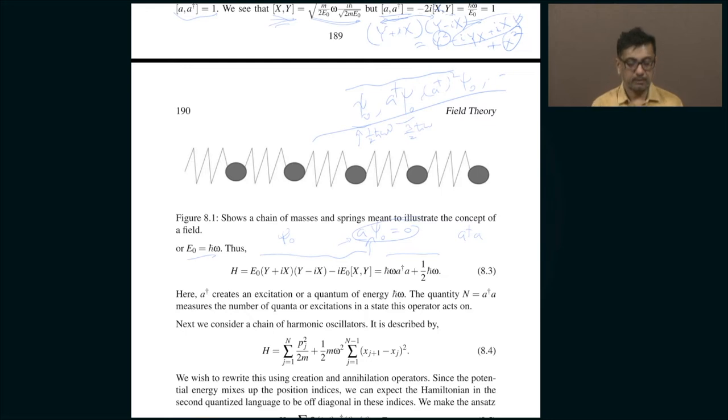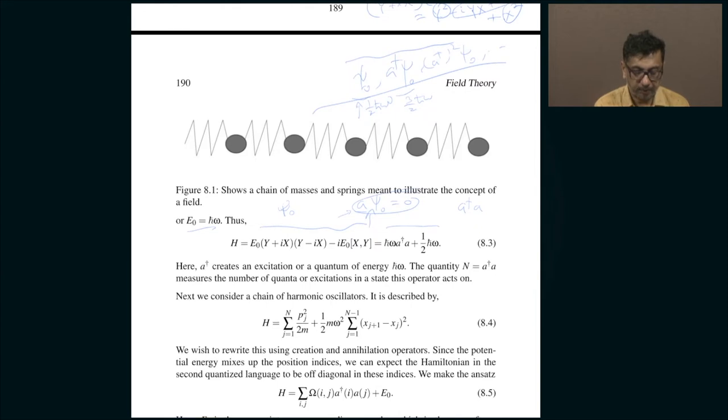But notice that, now let us try and write down the Hamiltonian of these particles. We have to pretend that there are a large number of them. Suppose there are capital N of them. Then clearly they are going to have kinetic energy, but they are also going to have potential energy. So what is the total potential energy? The total potential energy is the potential energy stored in all these springs, so we have to understand by how much these springs are stretched.